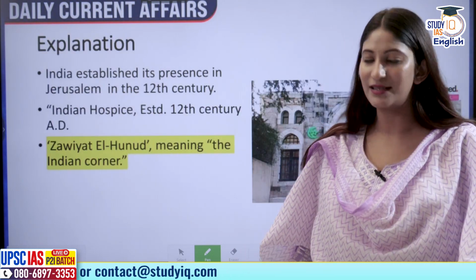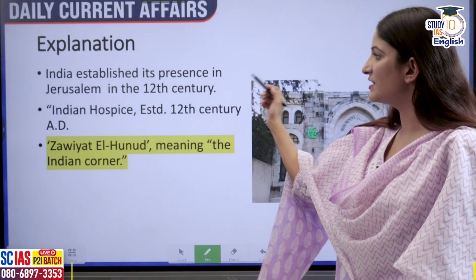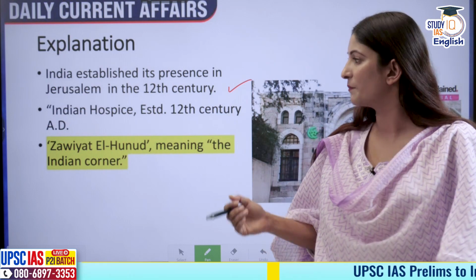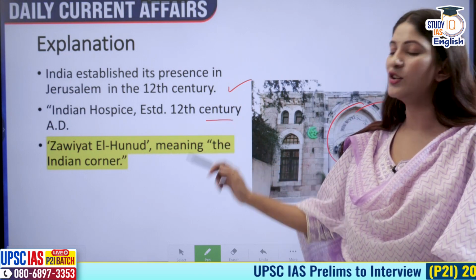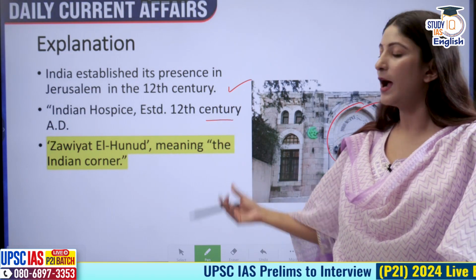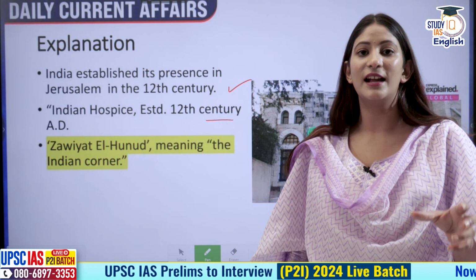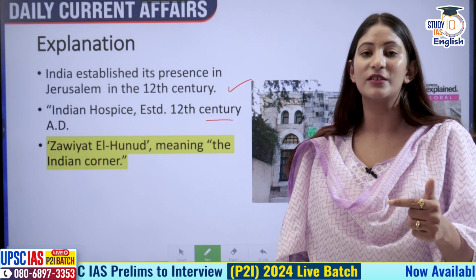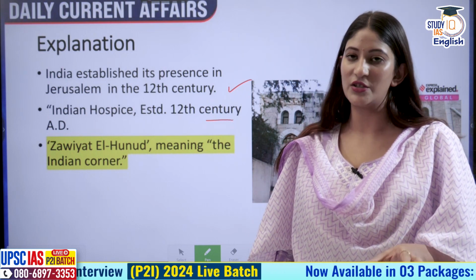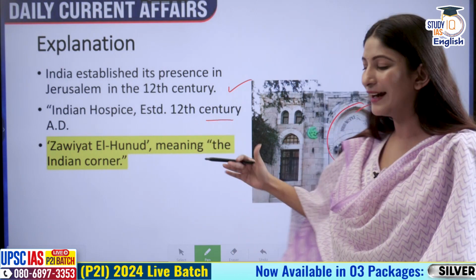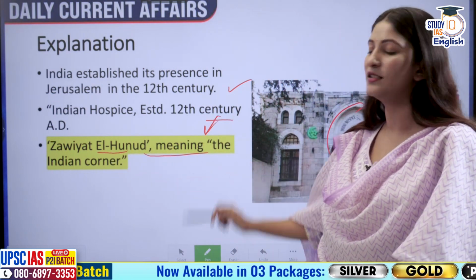Let's know about it. Now, recently, Jerusalem has been in the news. So, India has established its presence in Jerusalem in the 12th century. How? As you can see, this is India Hospice, and it was established in 12th century AD, as it says. A plaque was recently also unveiled in which it has said that this is supported by the Ministry of External Affairs. So India is trying to establish historical relationship with Jerusalem, and the road that leads to this hospice is known as Zawiyat el Hunud, that means the Indian corner.